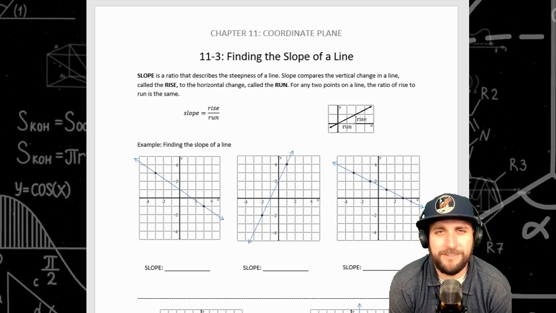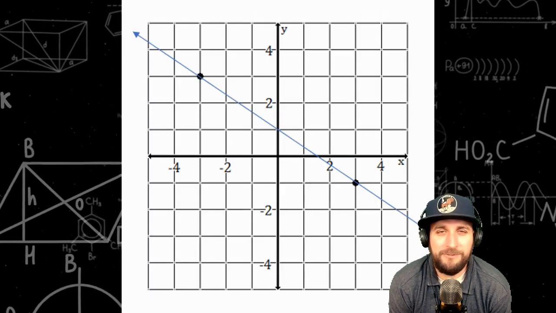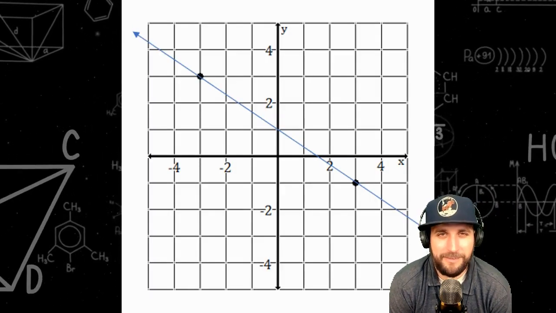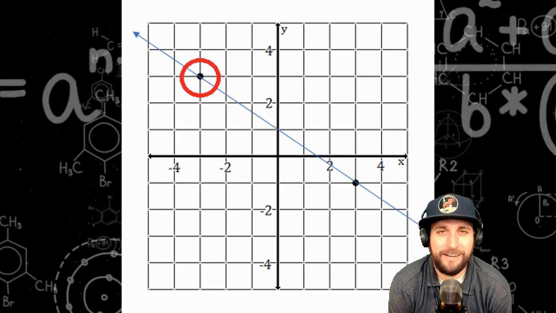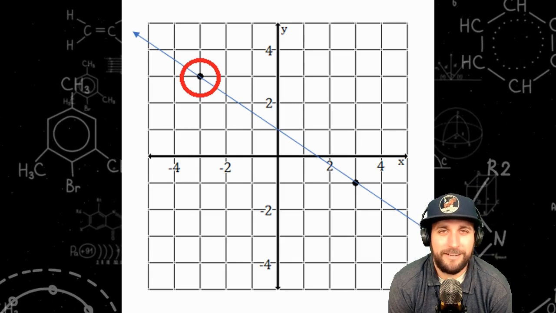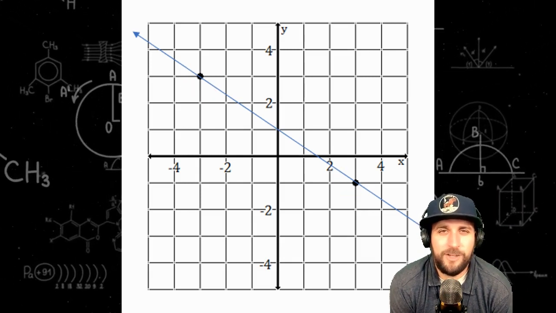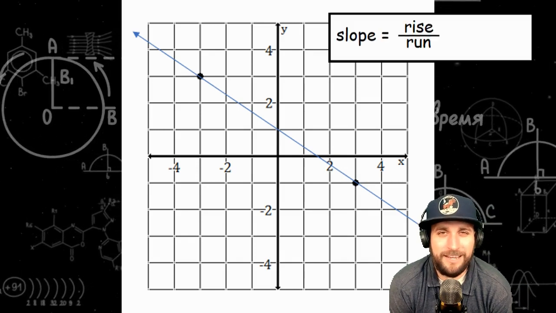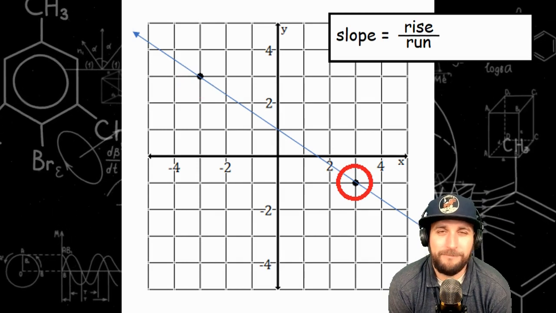So let's try and find the slope on the first example on our notes. In order to find slope of a line, we need at least two ordered pairs that are on the line. On our first example, we have one at -3, +3, and another one at 3, -1. So to find the slope of this line, I want to find the rise and the run that would get me from that point to that point.